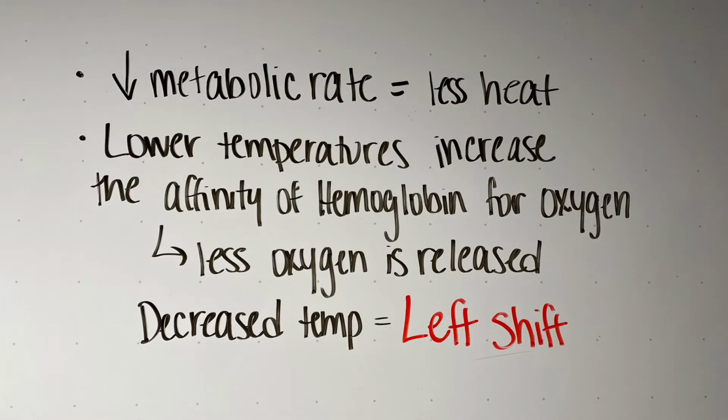But the reverse is also true. At cooler body temperatures, metabolic rate slows. This decreases heat production and the curve shifts to the left. Hemoglobin will hold onto oxygen more and will be more saturated with oxygen.